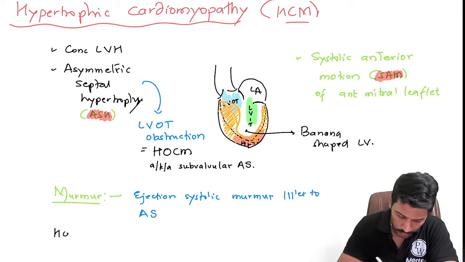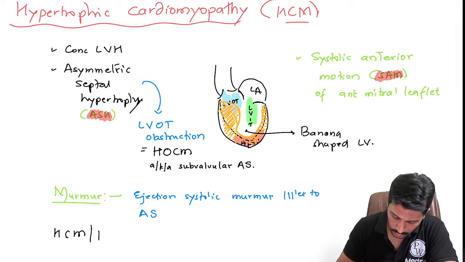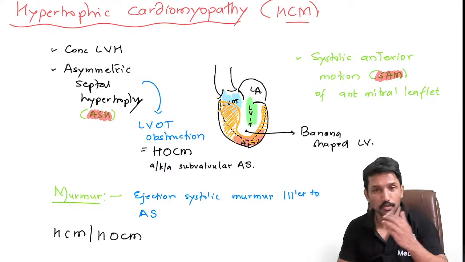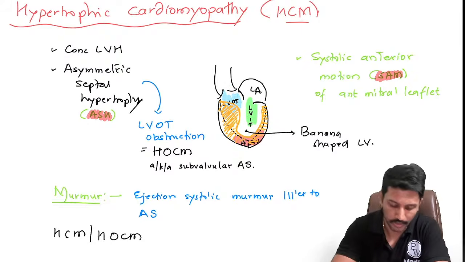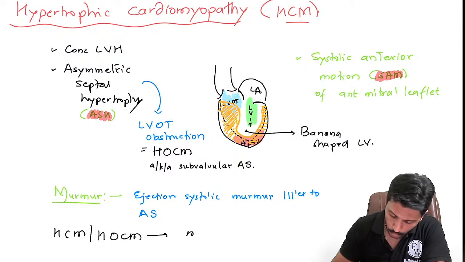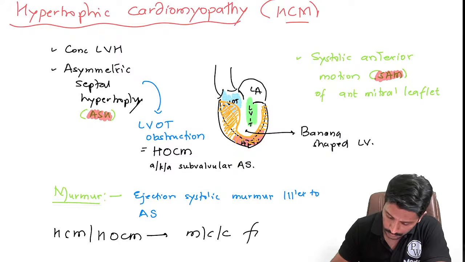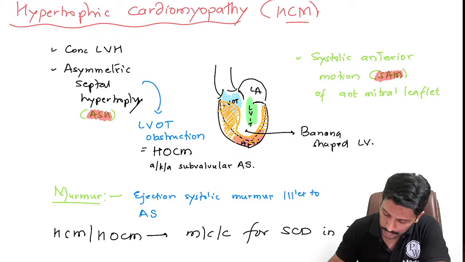HOCM or hypertrophic cardiomyopathy are the most common cause. HOCM is just one subset where hypertrophy has resulted in obstruction to the left ventricular outflow tract. It is the most common cause for sudden cardiac death in young individuals and athletes.